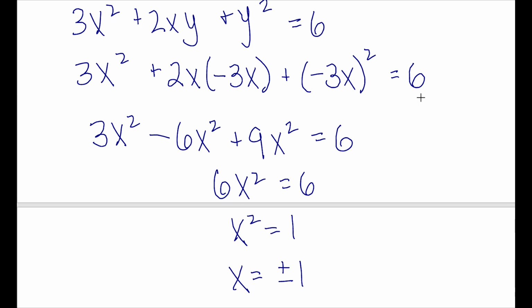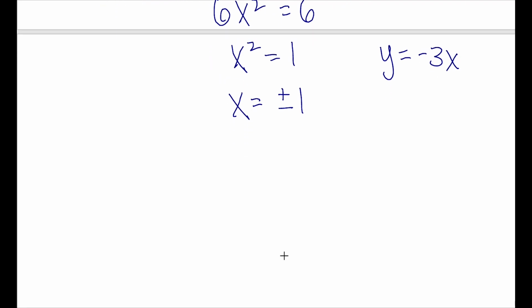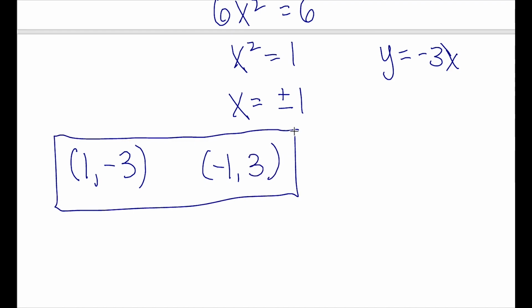Now, we have an easier equation for finding y in terms of x, which is y equals negative 3x. So don't try plugging this back into the original formula. That's a waste of time and energy. At x equals 1, y equals negative 3 by plugging 1 in here. And at x equals negative 1, y equals positive 3. So those are the coordinates of your stationary points.